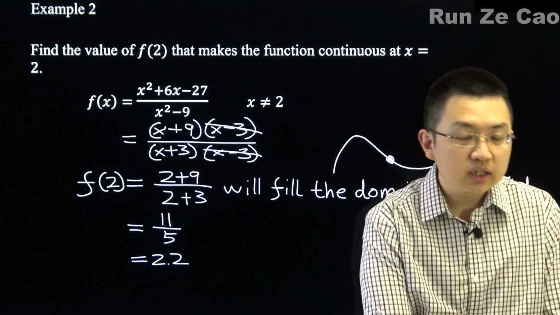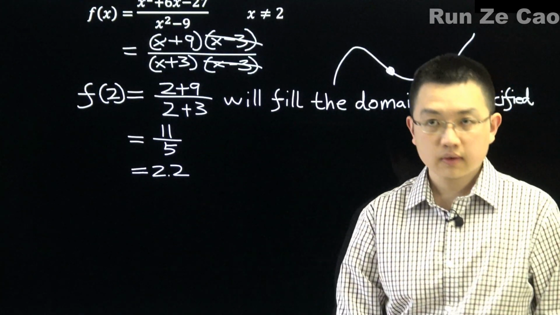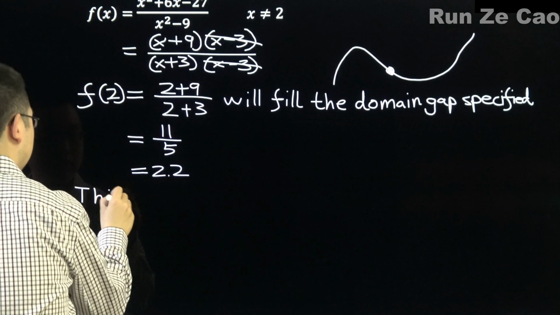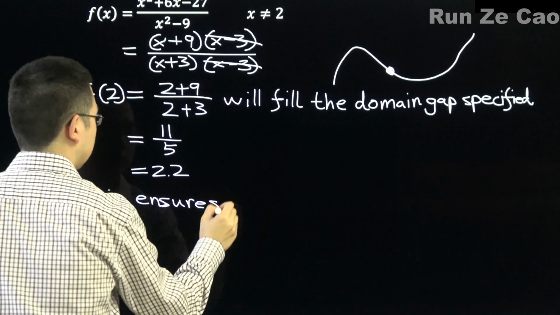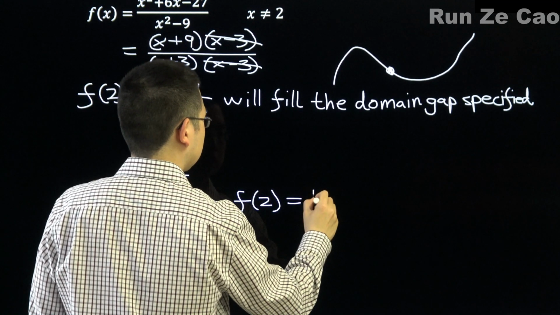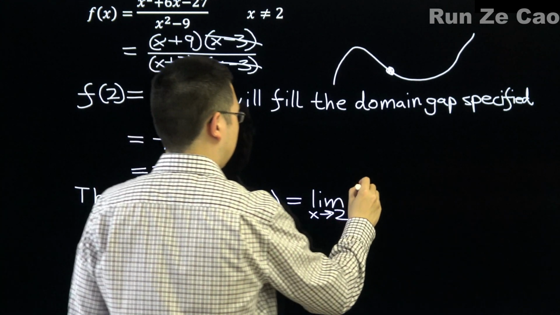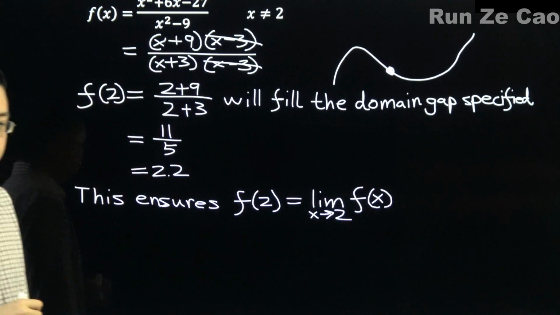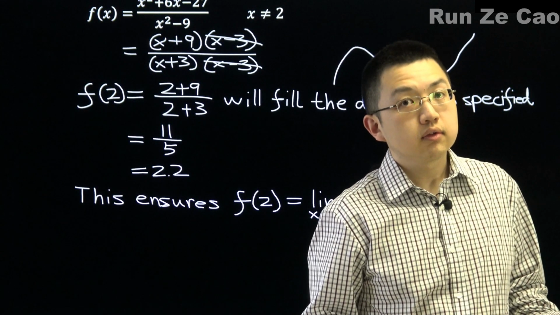This will make the function continuous at x equals 2 because it ensures f of 2 is equal to the limit as x approaches 2 of f of x. So that will make it continuous.